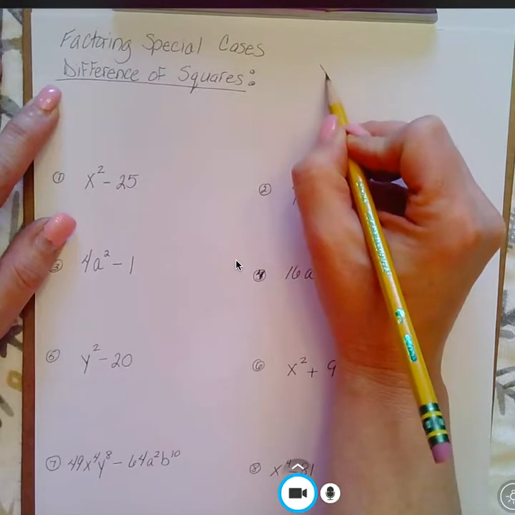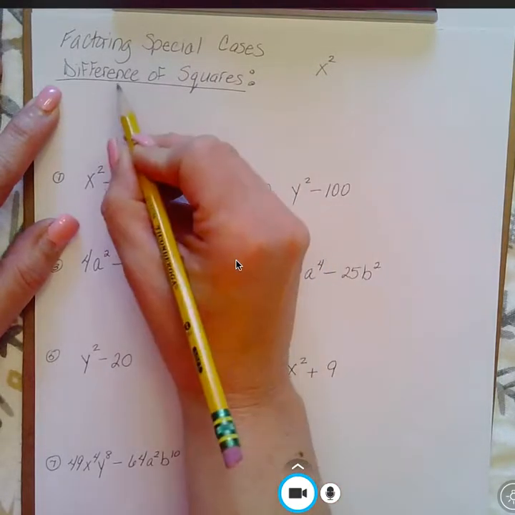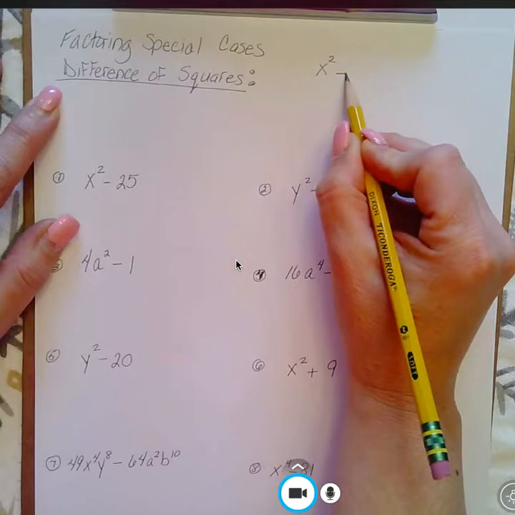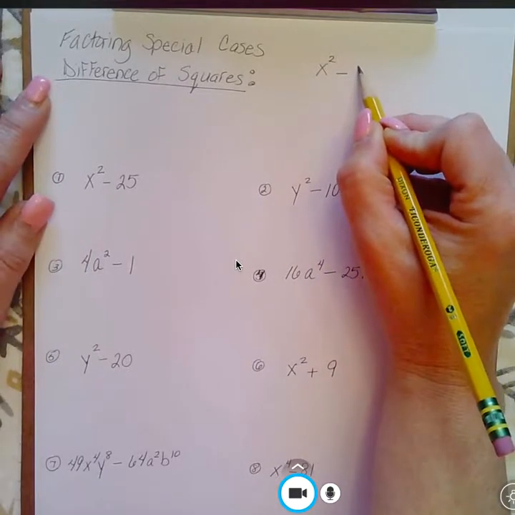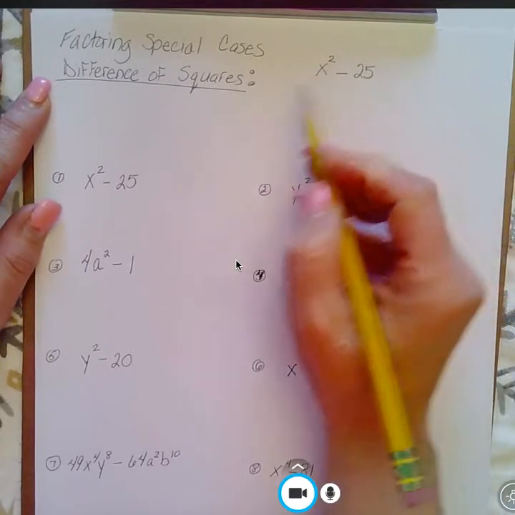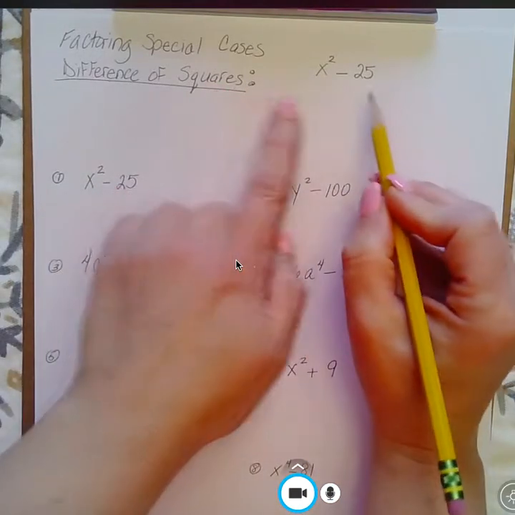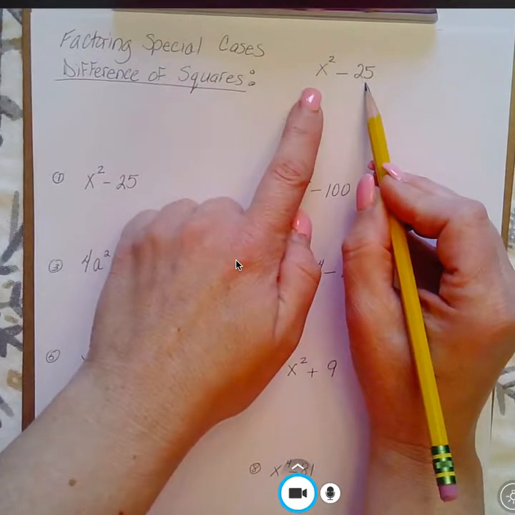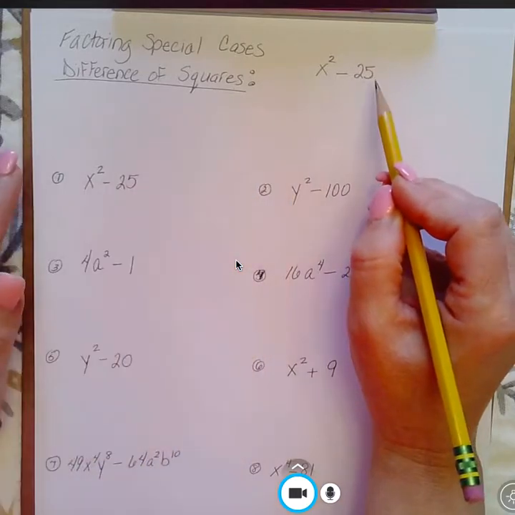It's going to look like x squared, a difference, so we will have a minus sign, and then maybe we'll go with, I don't know, 25. So there will be two perfect squares here and here, and this is what we are going to want to factor.